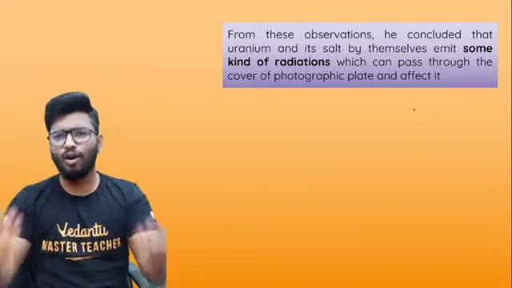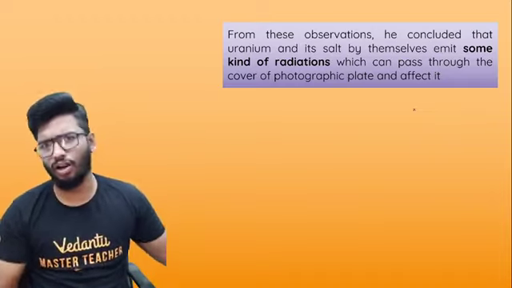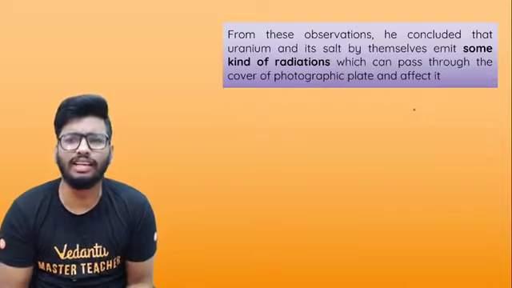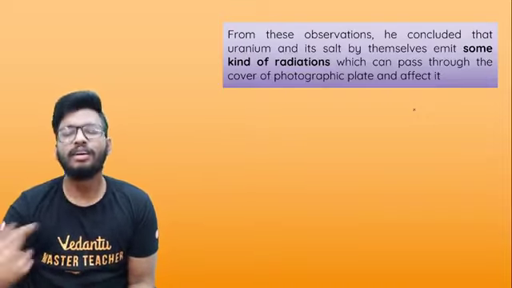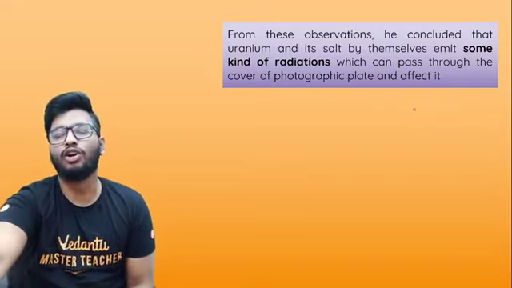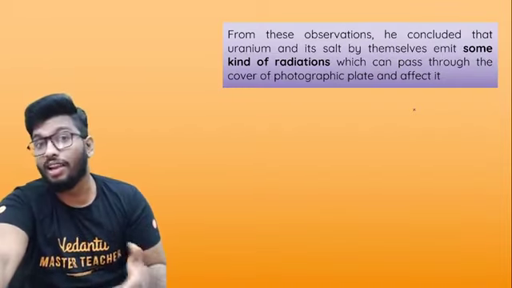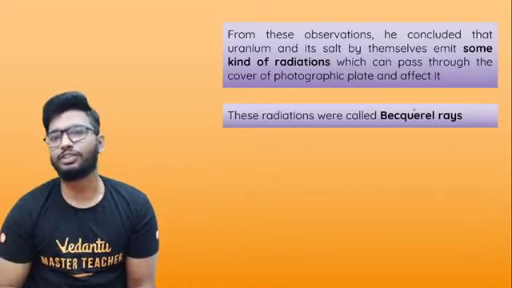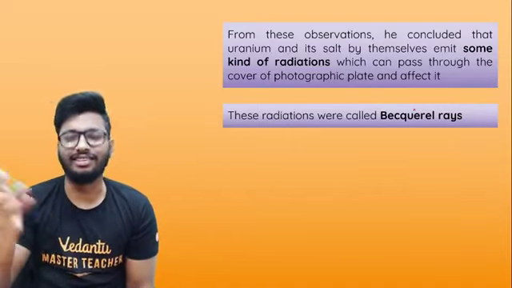So from this observation, he concluded that uranium and the uranium salt, the crystalline form of uranium, have some sort of radiation which can pass through the black cover and form an image on the photographic plate. In fact, it was passing through the photographic plate as well, and that is why you were able to see that particular image. This radiation was then named the Becquerel rays.